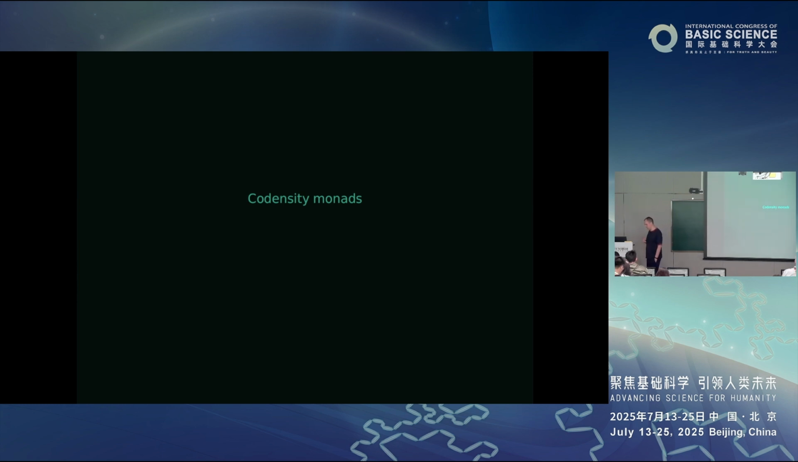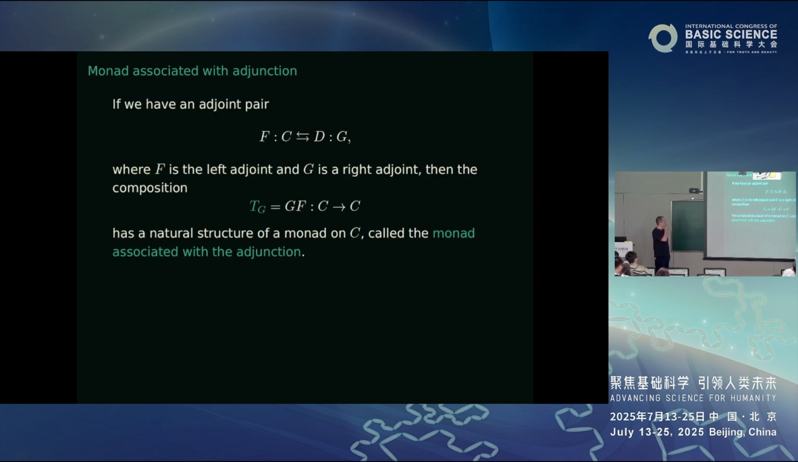Another topic is the notion of codensity monad. And here, first I need to start with a monad associated with an adjunction. Actually, all of the previous examples of monads that I gave are particular examples of this more general construction. If you have two categories C and D and a pair of adjoint functors F and G, then you can consider the composition GF from C to C. And this composition has a natural structure of a monad.